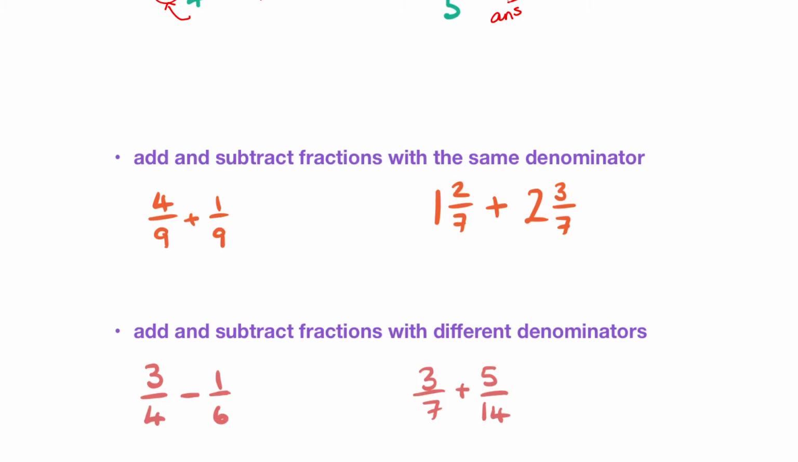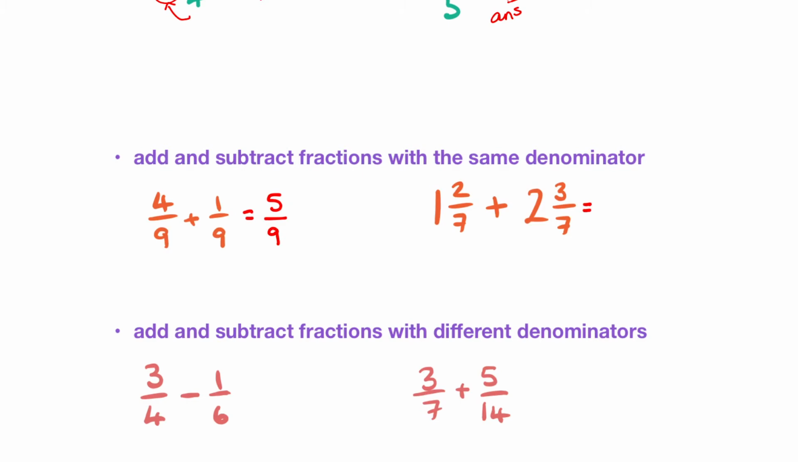So think about this just in a logical way. If you've got 4 ninths and 1 ninth, you have got 5 ninths altogether, haven't you? Okay, they don't all of a sudden magically change into 18ths. So 4 ninths add 1 ninth gives us 5 ninths.